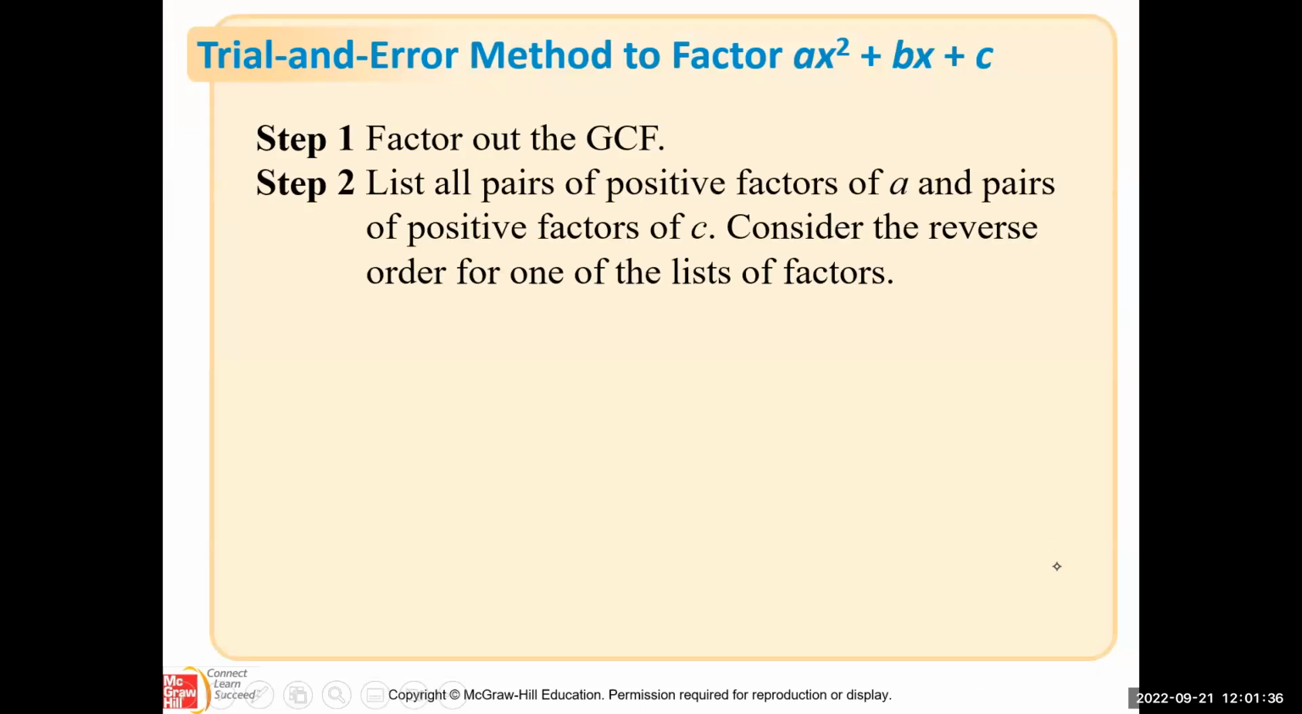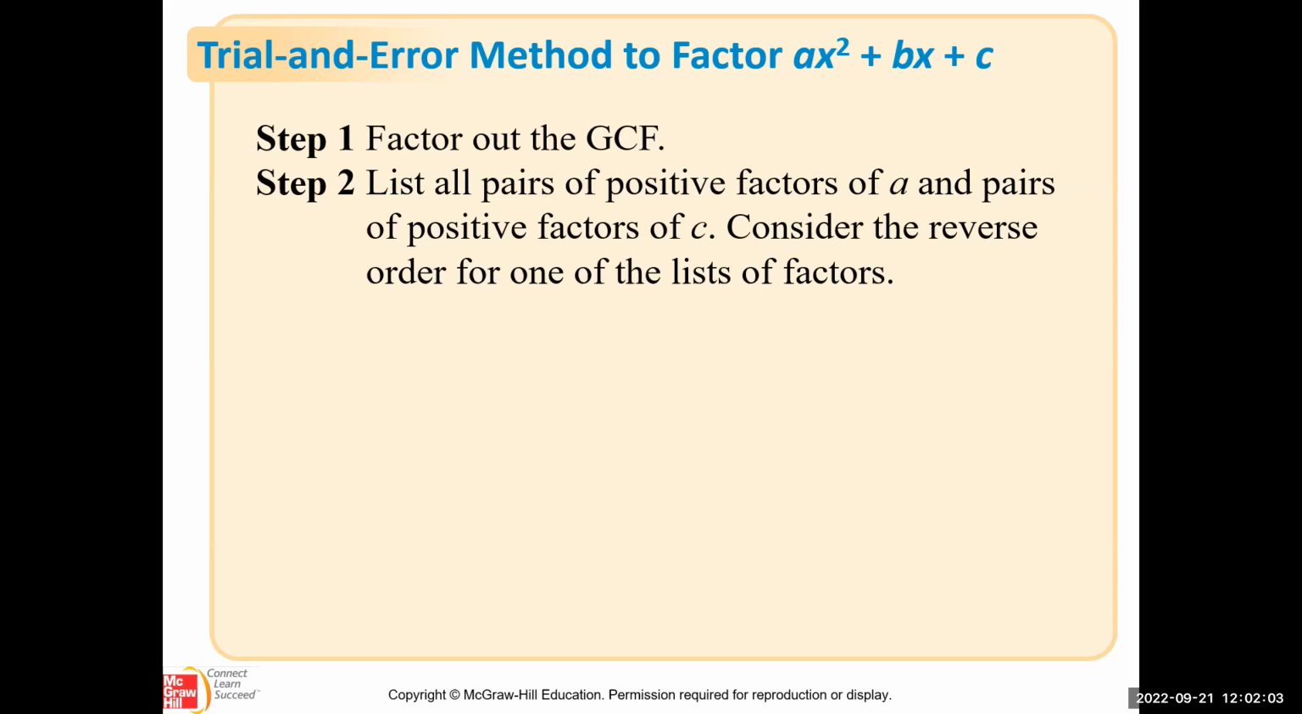So one of the first things that you do when you're faced with a trinomial that you have to factor, you want to see if there's any GCF that you can factor from it first. Then in this method here, you're going to list all the factors of A. And so remember, a trinomial is in the form of ax squared plus bx plus c, right? And so you're looking at the coefficient of the square term, which is A, and then also factors of C.